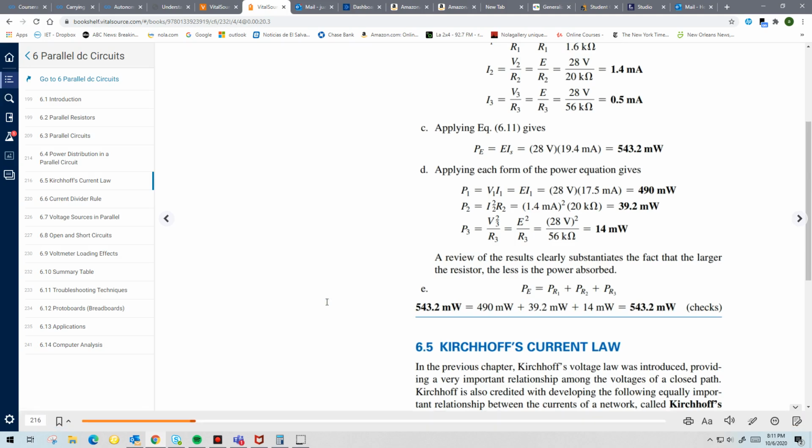All right, so I'm going to stop right here. And in the next lecture, we're going to continue by looking at Kirchhoff's current law. Just like we have a Kirchhoff's voltage law for series connected circuits, we also have a Kirchhoff's current law for parallel connected circuits.